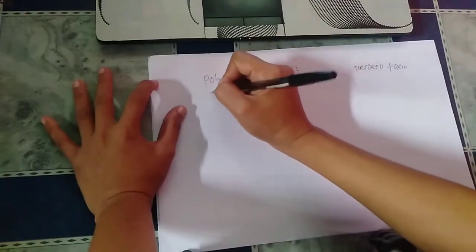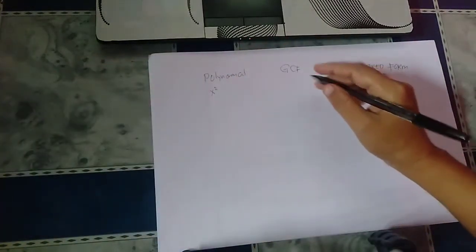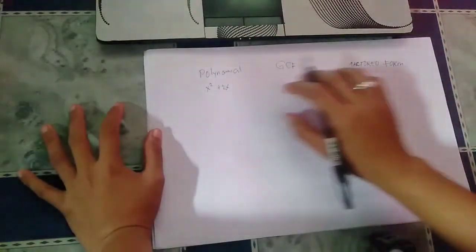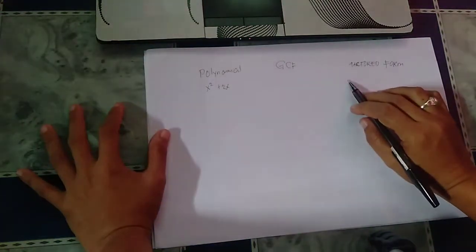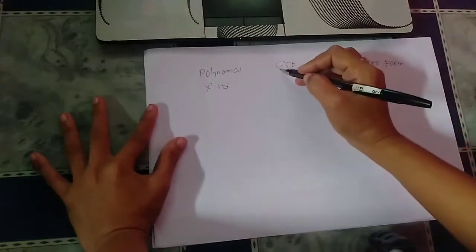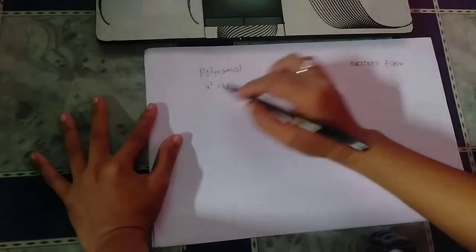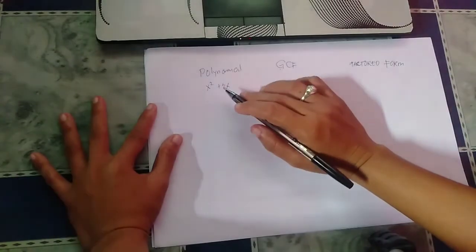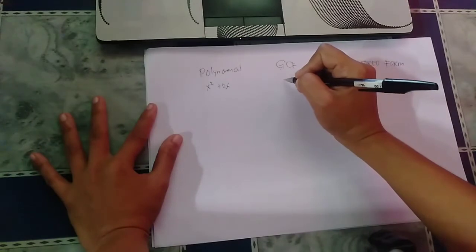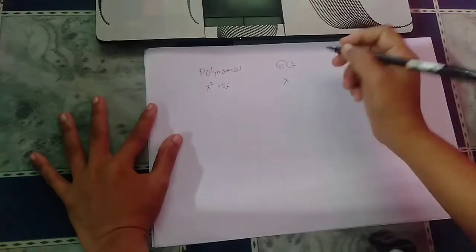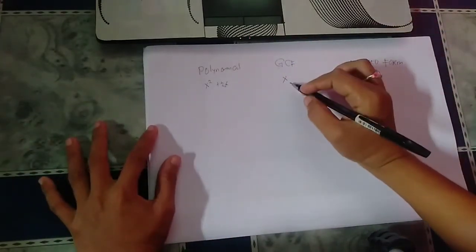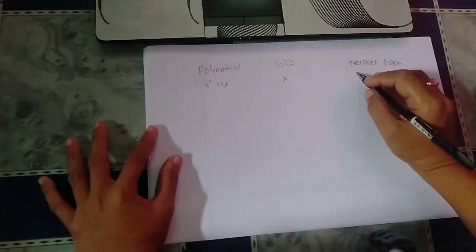Okay, let's give an example of a polynomial. Let's say x squared plus 2x. Before we can factor this polynomial, let's first get the greatest common factor, this one, GCF. In the given expression, the common factor is 1x, or x. Okay, the greatest common factor is x. Now let's start factoring.